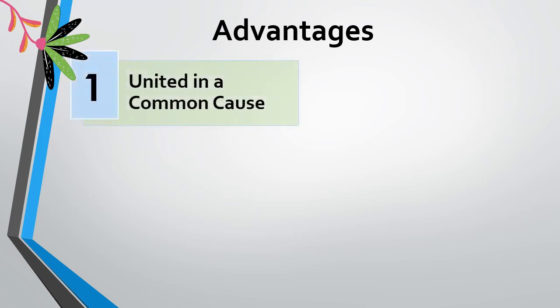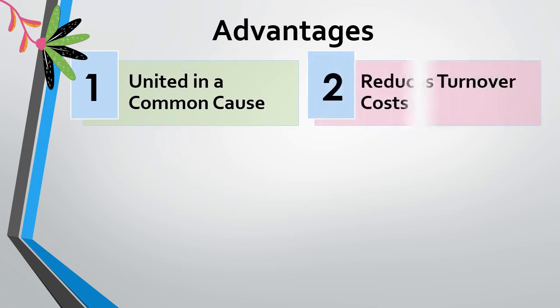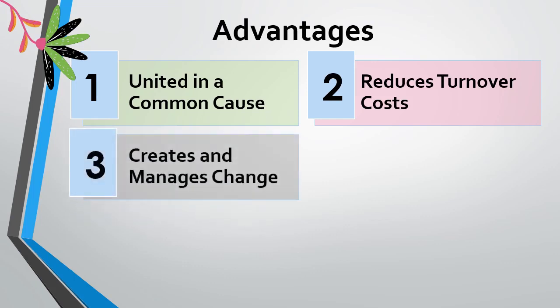First, united in common cause. Through the spirit and influence of the leader, he can unite everyone. Second, reduce turnover costs. Transformational leadership seeks to lower staff turnover by making people feel more engaged and included in the organization. Third, create and manage change. The style of leadership focuses on the positive impact of the change for the greater good and tells people how they can contribute to it.